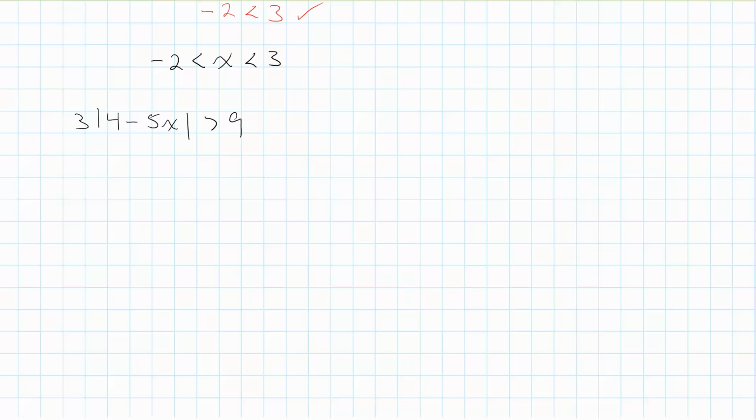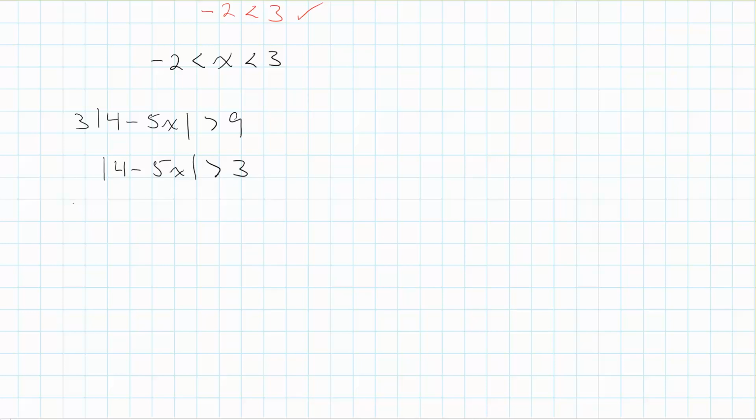And again, we're going to want to see if we can write this as a single inequality once we get to our solution. Alright, so first off, before I do the positive and negative, it's always good to get the absolute value isolated. So we divide both sides by 3 and get the absolute value of 4 minus 5x is greater than 3.